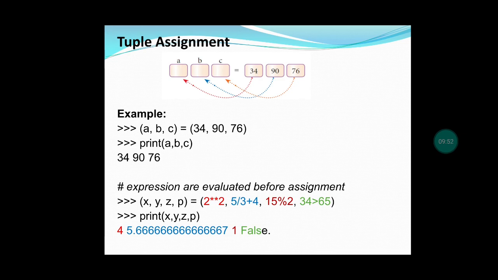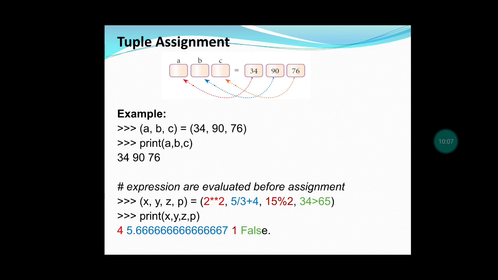And also we can use expressions for evaluation in tuple assignment, that is x, y, z, p equal to 2 star star 2. So 2 star star 2 means 2 to the power 2. So here we are getting the answer. It is given in red color. For understanding purposes I have changed the color. So we are getting the output as 4.